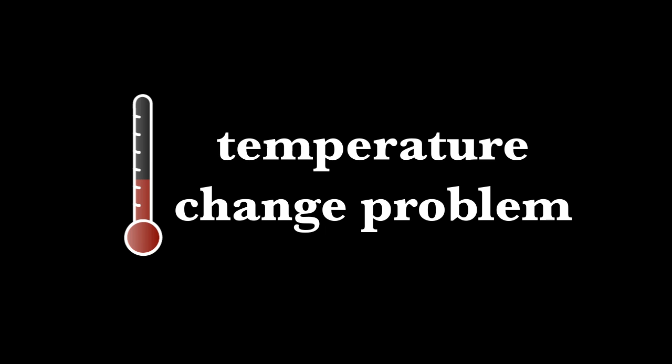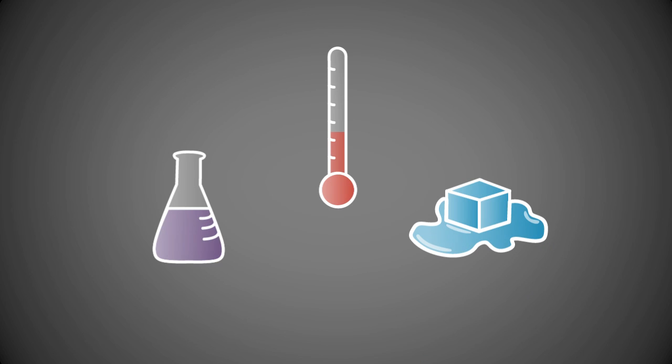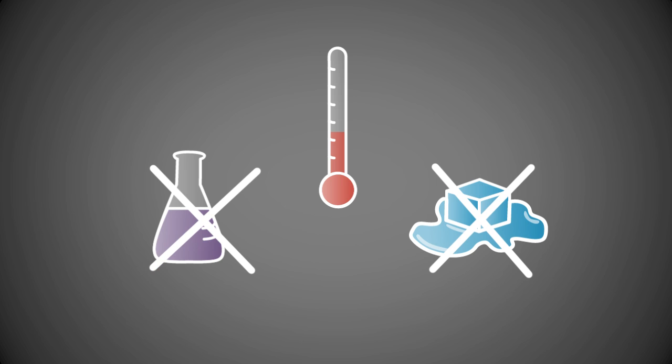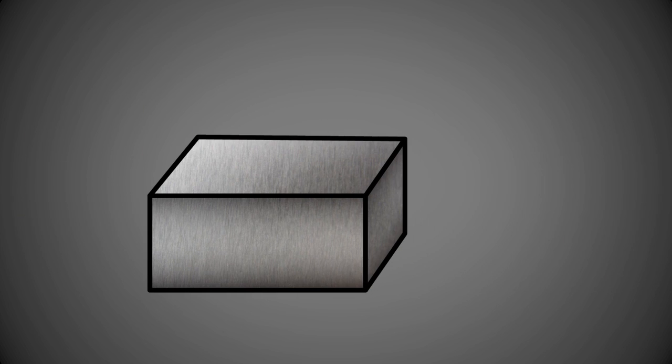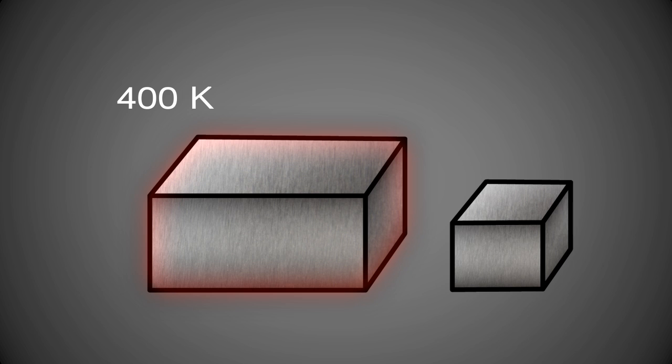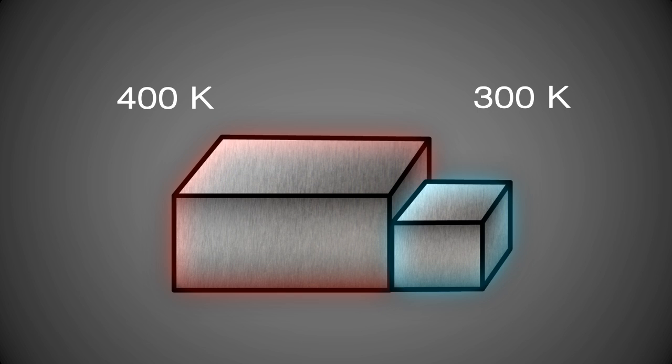So let's imagine these two examples. What's an example of just a temperature change problem? For a temperature change problem, again, we don't want there to be any phase transitions, and we don't want there to be any chemical reactions. So imagine I had a big block of aluminum and it had some temperature, let's say 400 Kelvin. And I had another little block of aluminum that was, say, 300 Kelvin. And I brought the two of them in contact with one another. Now I would have a high temperature object at 400 K, a low temperature object at 300 K, and the energy would flow between them until they had the same temperature.